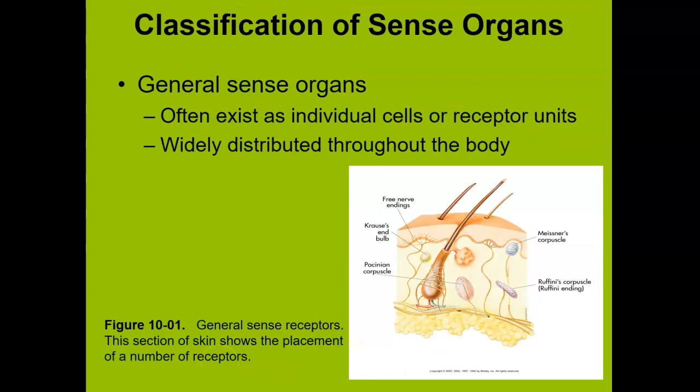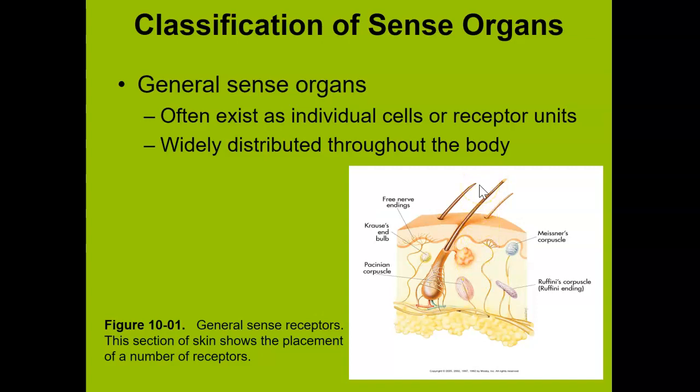Okay, so senses. In terms of organs, there are general sense organs and special sense organs. General sense organs exist as individual cells, or we can call them receptor units. In other words, they're their own little unit, and typically they're very widely distributed. An example of a general sense organ would be this Pacinian corpuscle that gives us a sensation of pressure in the skin as something pushes down on the skin.